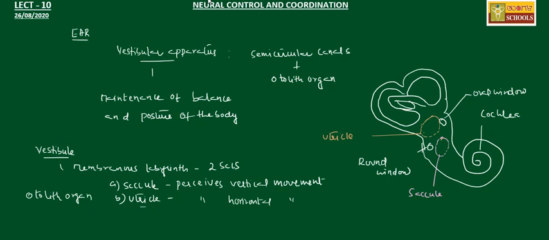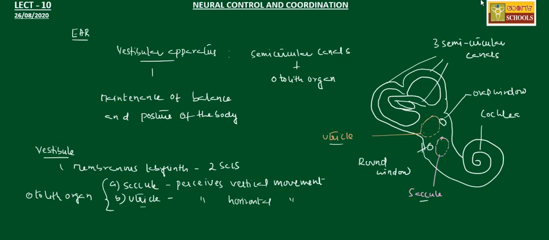So this otolith organ plus the semicircular canals. Here these are semicircular canals. There are three semicircular canals present, which will be perpendicular to one another. And as I said, the utricle and saccule together constitute the otolith organ.